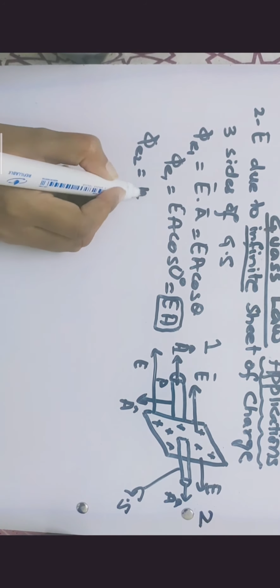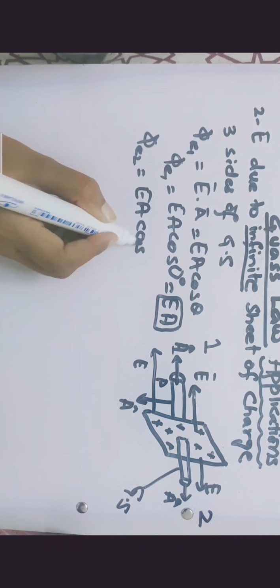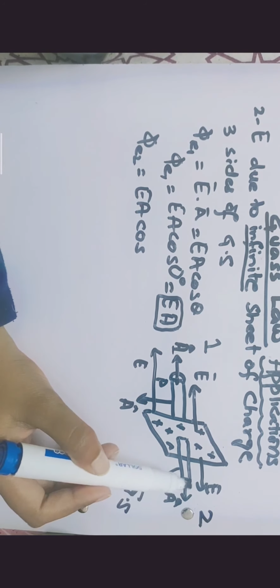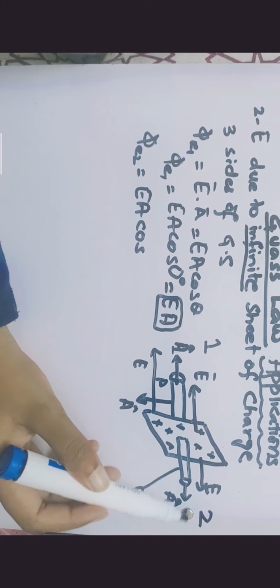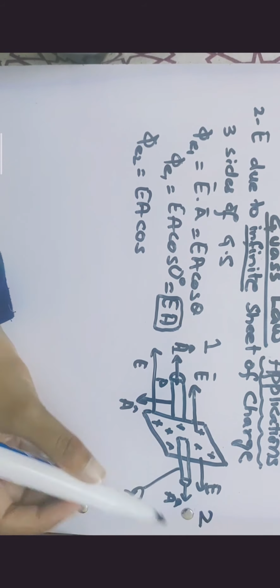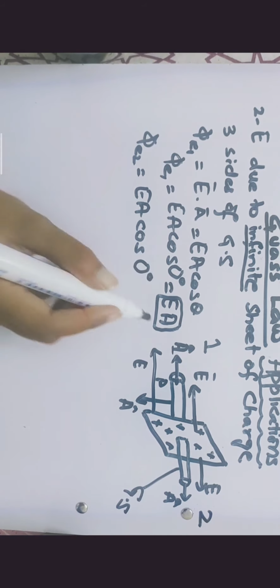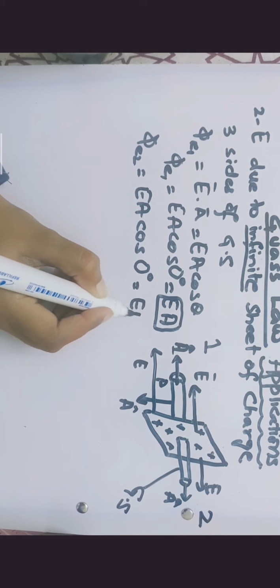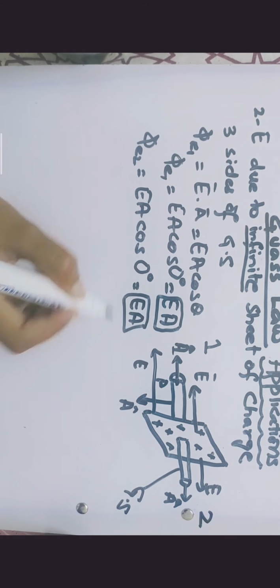Now for the second end face, the direction of A is towards the right side, and the direction of the electric field is also towards the right side, because it is an outward field since positive charges are there. So the angle would again be 0 degrees, and we get the result EA.